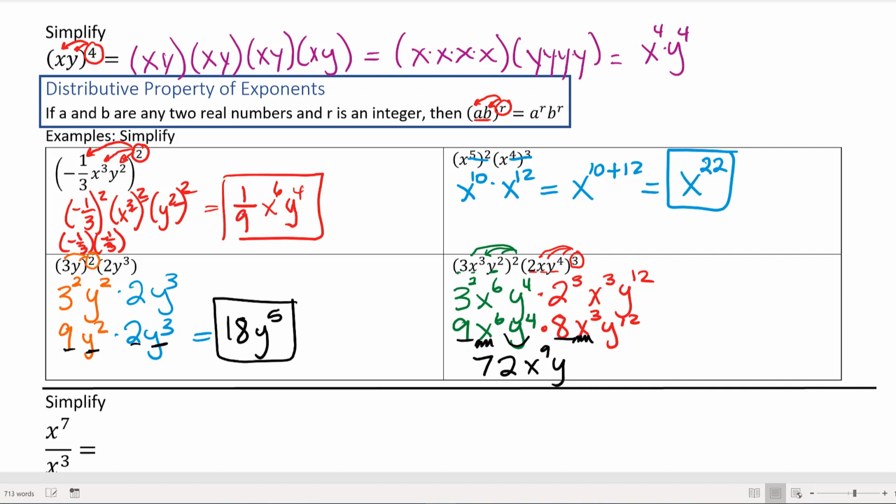And then for y, I have y to the 4 and y to the 12. Again, two bases, two exponents. We add and get 16.